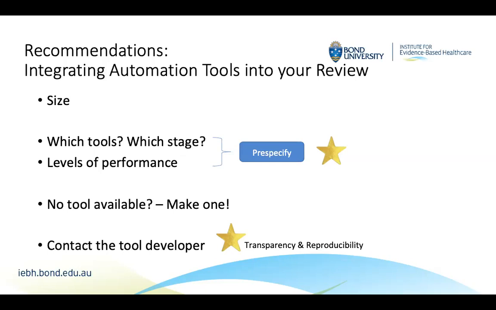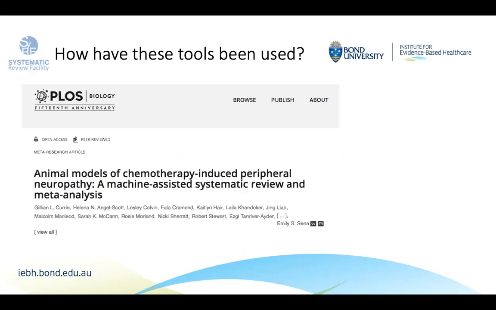So these tools are being used wide scale. This was a review of animal models of chemotherapy-induced peripheral neuropathy, not my biological area. They had done a systematic review in 2012 and had all of that citation screening data, and they wanted to then update it. So they basically used the training data that they had already done by hand to train a machine learning algorithm to sort through the new studies that have come up.